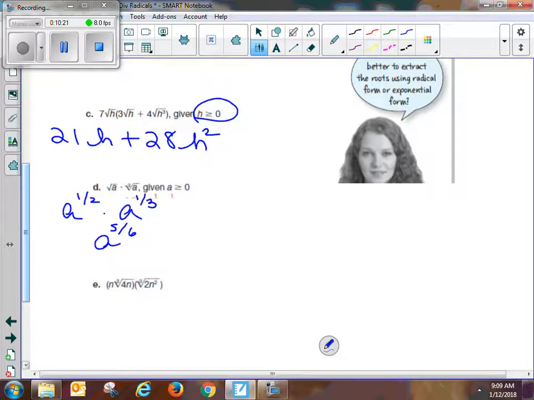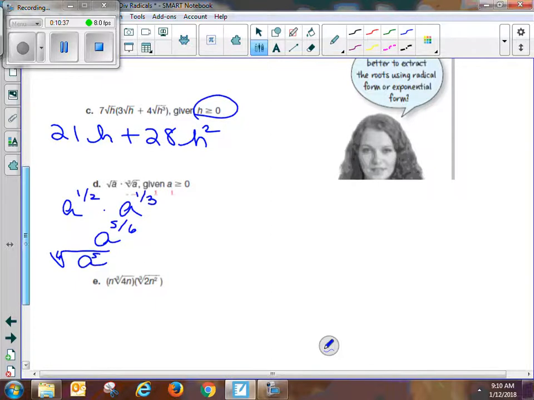And if they tell us to rewrite it in radical form, so here's a radical, there's the a, where do I put the 6? Awesome. In the little thing, which is the index, and keep the 5 with it. Are we good? Okay, and moving on.